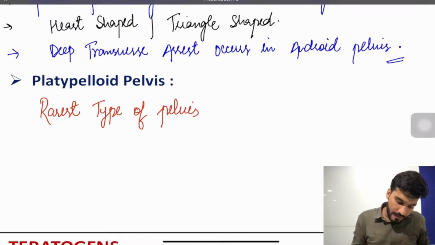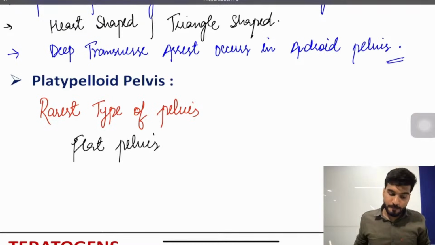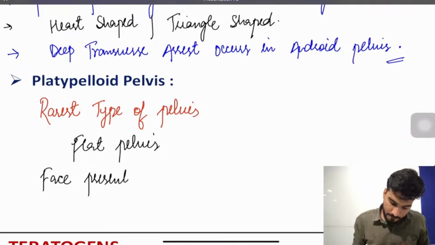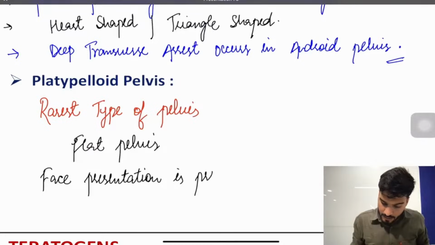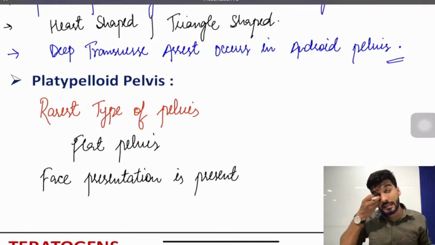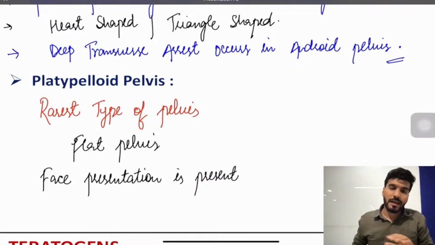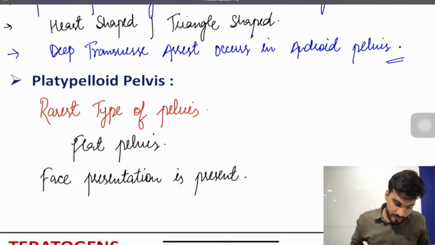Number two, it's a flat pelvis. Then face presentation is present. Now what is face presentation? It is when the face is touching the lower uterine segment, the lower pole of the uterus. Is that clear? That presentation is face presentation. Then face presentation again has different types depending upon the flexion and the diameter. So the rarest type of pelvis is flat, face presentation is present, and the shape is transversely oval.